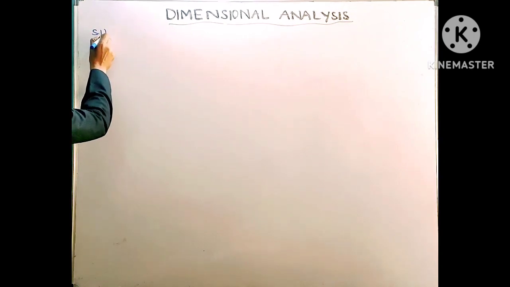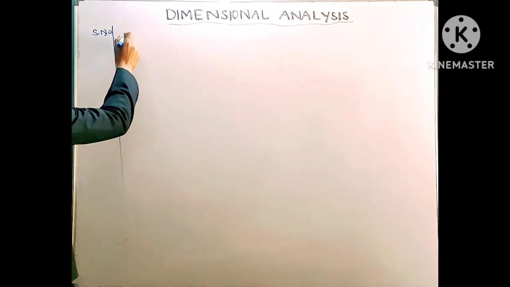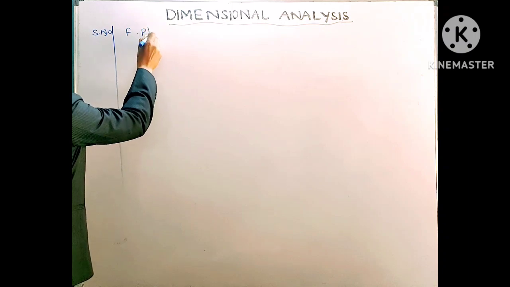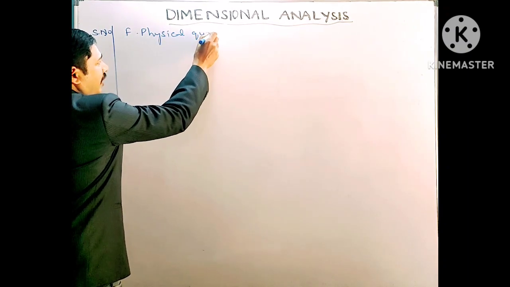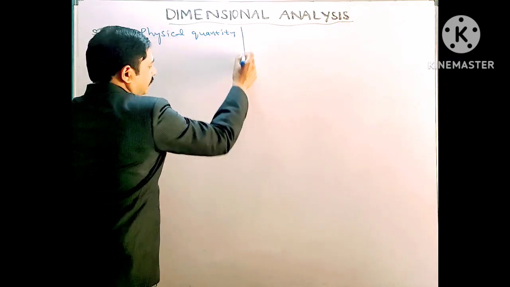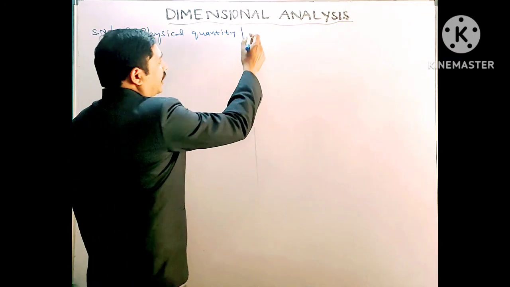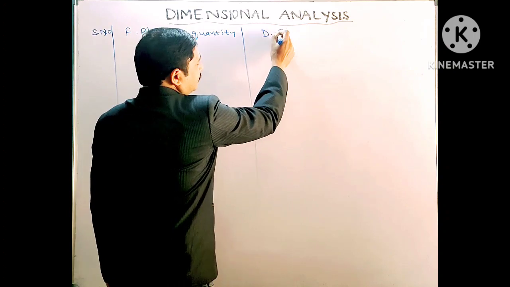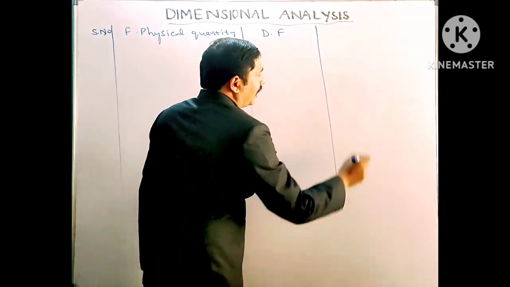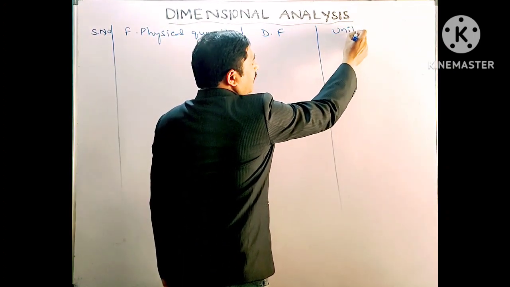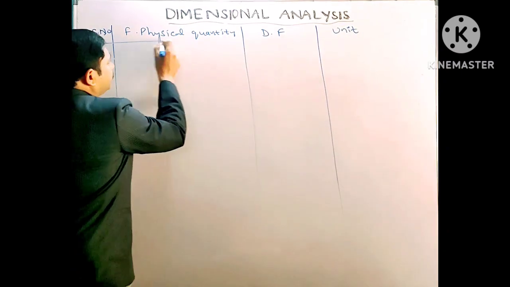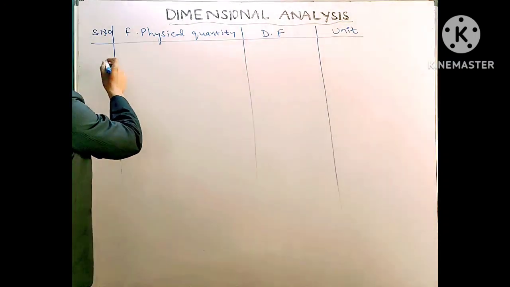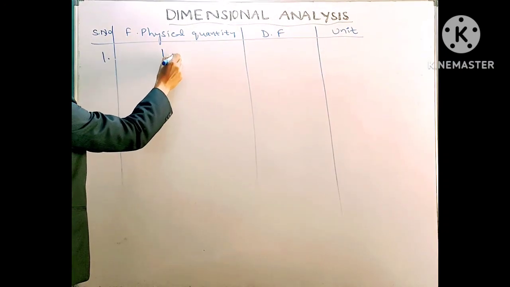Serial number, fundamental physical quantity, dimensional formula, and the fundamental physical quantity unit. Now, first one, length.